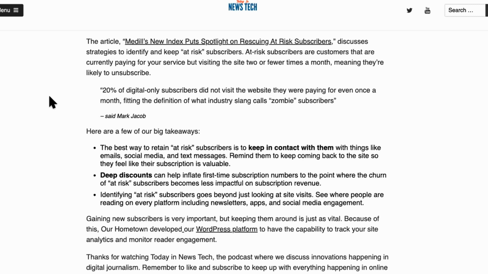Deep discounts can help inflate first-time subscription numbers to the point where the churn of at-risk subscribers becomes less impactful on subscription revenue. Identifying at-risk subscribers goes beyond just looking at site visits. See where people are reading on every platform, including newsletters, apps, and social media engagement. Gaining new subscribers is very important, but keeping them around is just as vital. Because of this, Our Hometown developed our WordPress platform to have the capability to track your site analytics and monitor reader engagement.